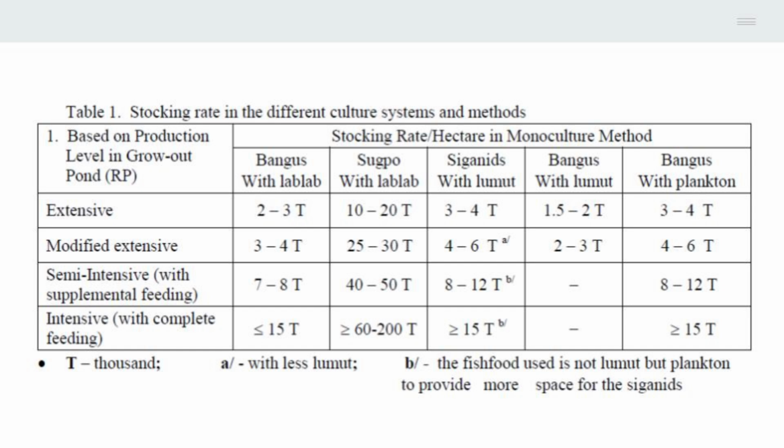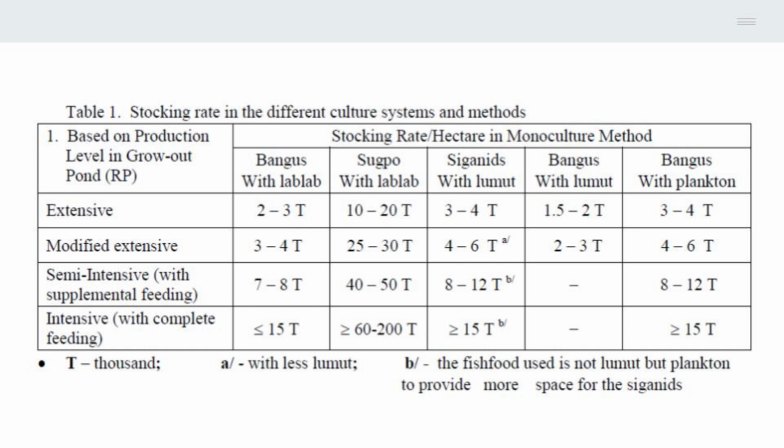Next is the semi-intensive culture with supplemental feeding. Semi-intensive systems introduce supplemental feeding, allowing for higher stocking rates of 7 to 12,000 per hectare. In these systems, natural food is still used, but artificial feeds help sustain growth. Sugpo, for example, can be stocked at 40 to 50,000 per hectare under this method.